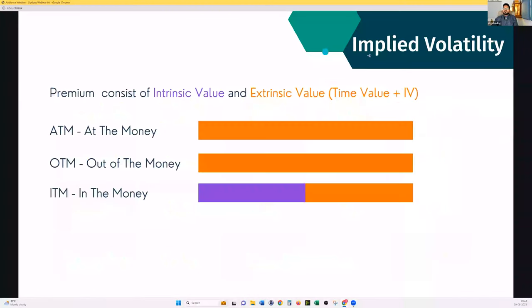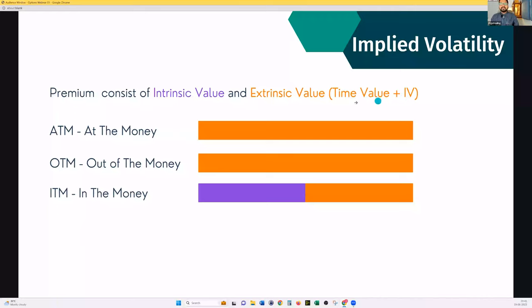Now, let me explain implied volatility. As we know, the premium consists of intrinsic value and extrinsic value. We have seen the time value, which is theta. The extrinsic value has two parts: the time value, which we have just seen as theta, and the next one is the implied volatility. And what do we mean by implied volatility?